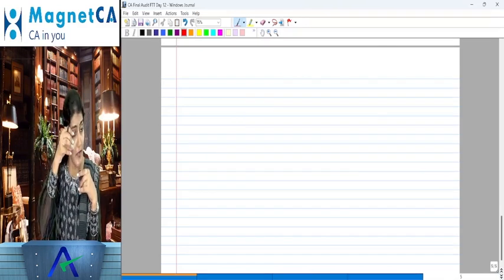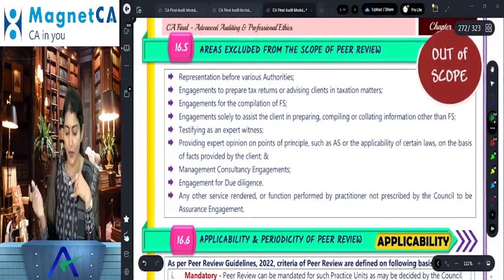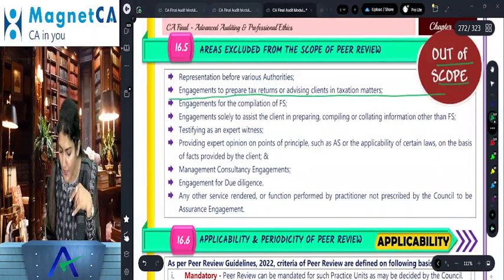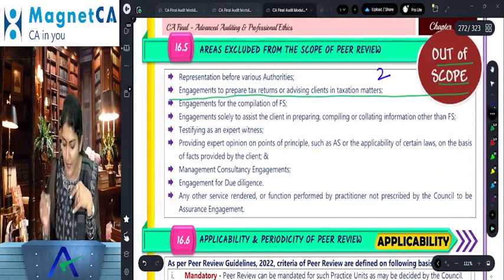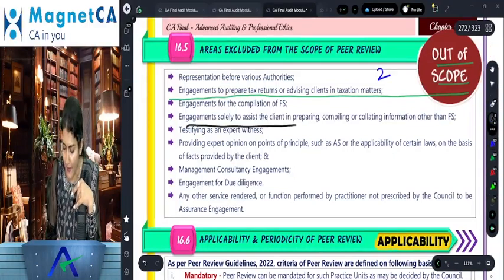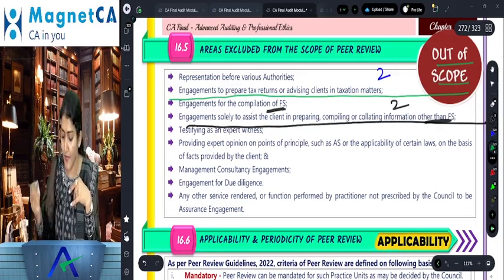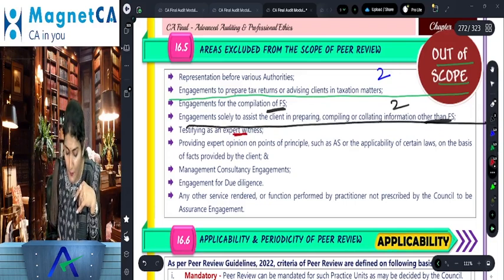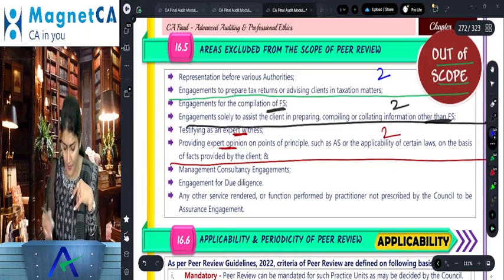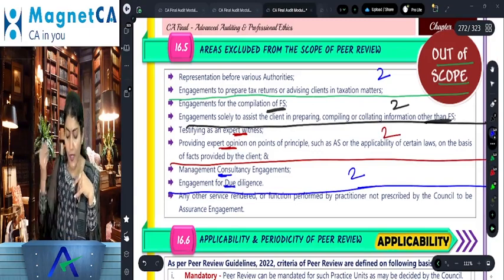That means what is not included in the assurance services. What is not included in the assurance services? Out of the scope of the peer review. What is out of the scope? Representation before the tax authorities, preparing the tax return. Then compiling the financial statements, then compiling other than the financial statements. Right? So compilation of financial statements, compilation of other than financial statements. Then giving expert opinion and the expert witness. Again, not covered in the scope of the peer review. And then management consultancy and the due diligence, again not covered in the scope of the peer review.